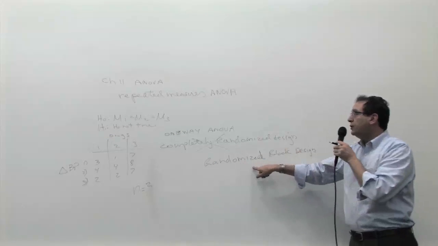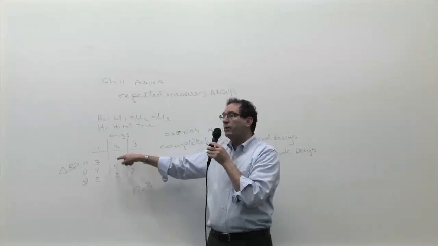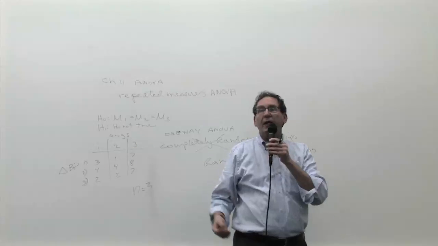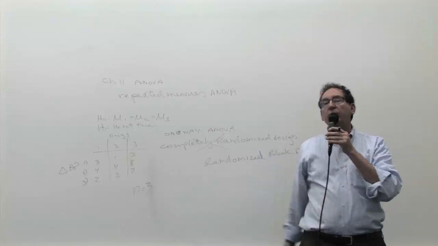Why is it called randomized? Do you think that we give everybody drug number 1 first, followed by drug number 2, followed by drug number 3? That's what it looks like when you look at the data set. But what do you think happens in reality? Do you think you give everybody 1, 2, 3, 1, 2, 3, 1, 2, 3? What makes more sense?